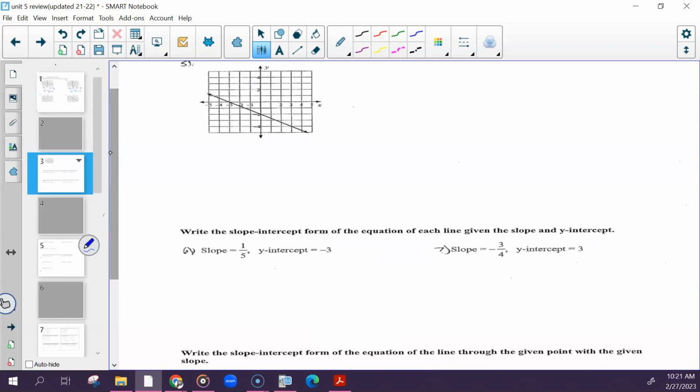Questions on this page we want to go over, or maybe check? Lily? Number 8, yes.